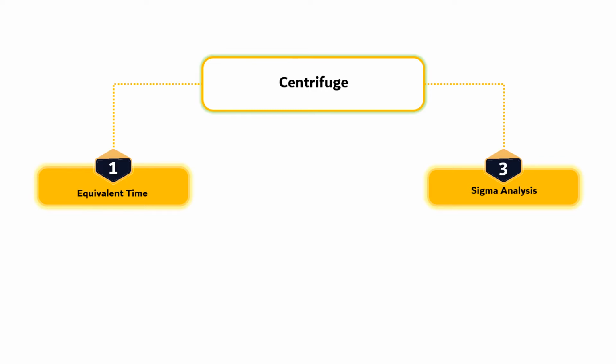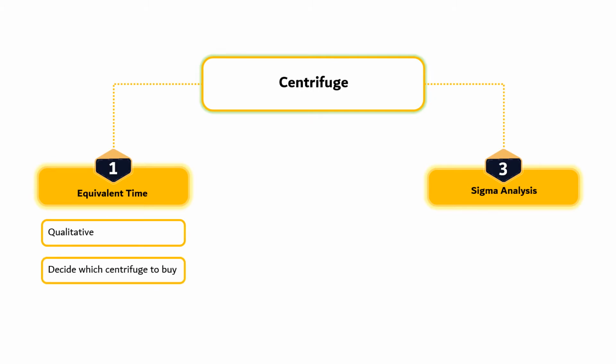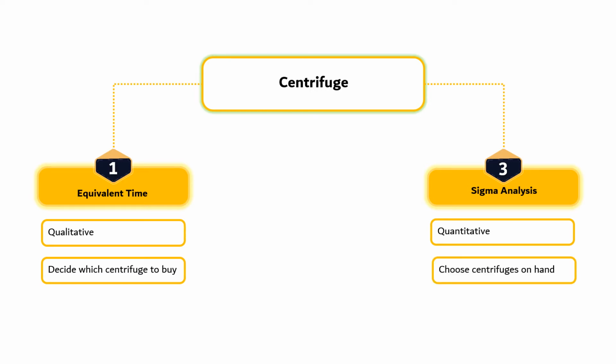First, equivalent time. It is a qualitative but the best starting point. Vendors often correlate this information with different types of large-scale units. Second, sigma analysis. It is a quantitative approach based on the analysis discussed in segment 2. The sigma factor is most useful when choosing between centrifuges on hand.